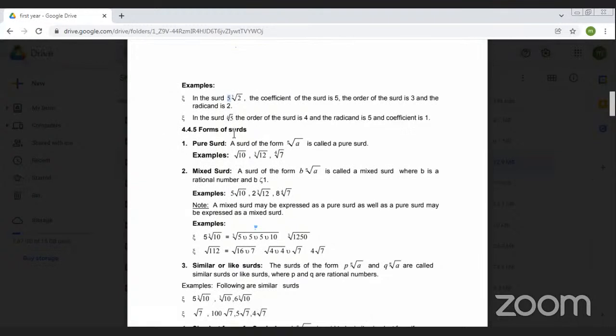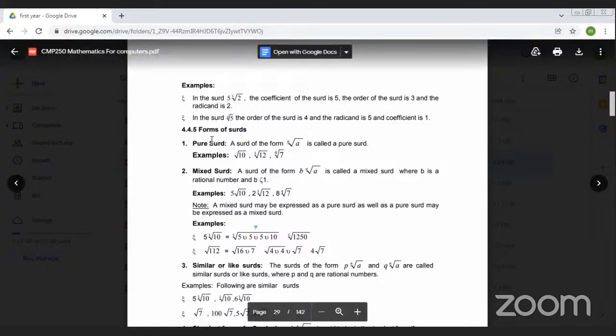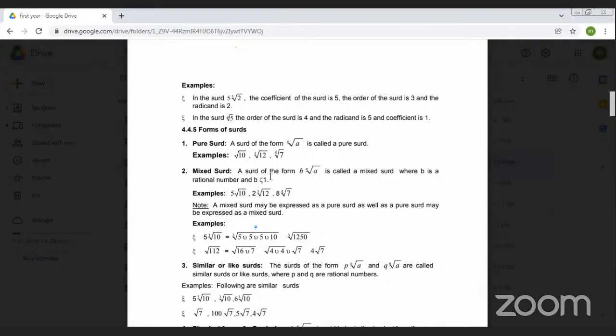Now, forms of surd. Pure surd. A surd of the form nth root of A is called a pure surd, because the value over here for B is 1. So it becomes a pure surd. Can I say if the value of B is 1, then it is called a pure surd? I can say that, right? And after this, mixed surd. Over here B is introduced, and the value of B shouldn't be equal to 1. If the value of B is equal to 1, then it will become a pure surd. Correct?